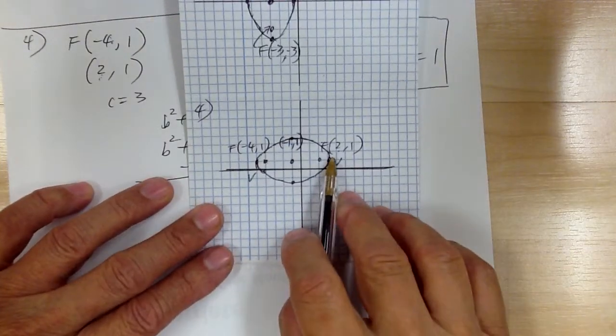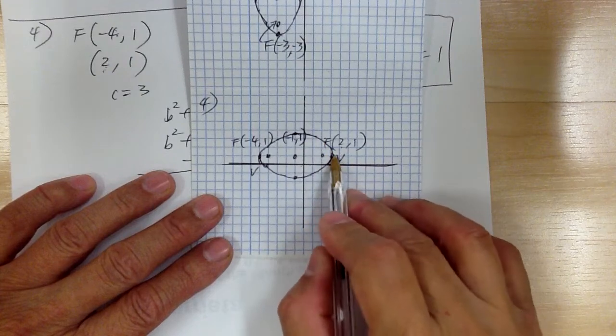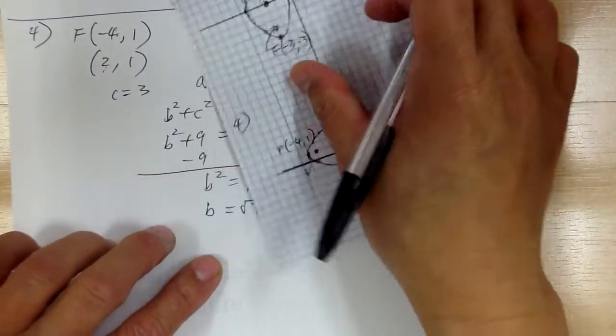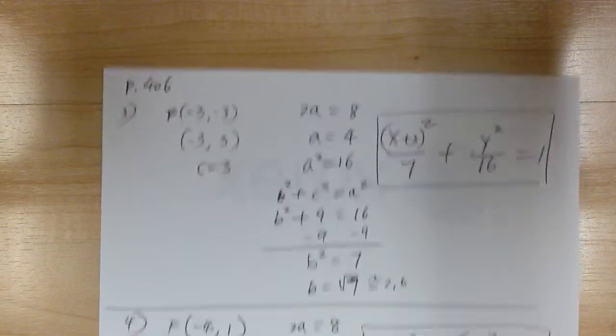So you have to pay attention to the graph. Okay, the graph goes through the v, not the f. Okay, so that's number 4. Okay, let's go to number 5.